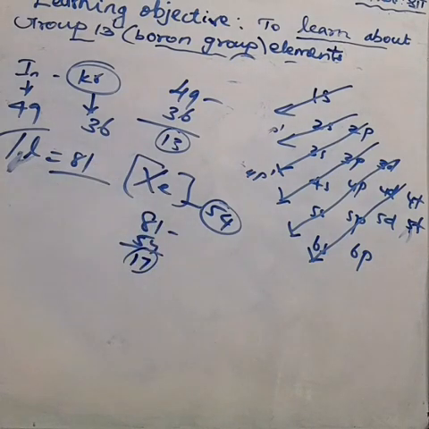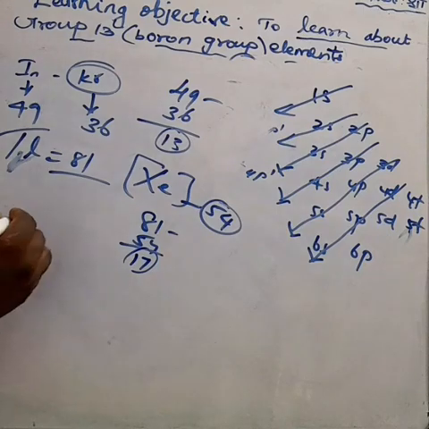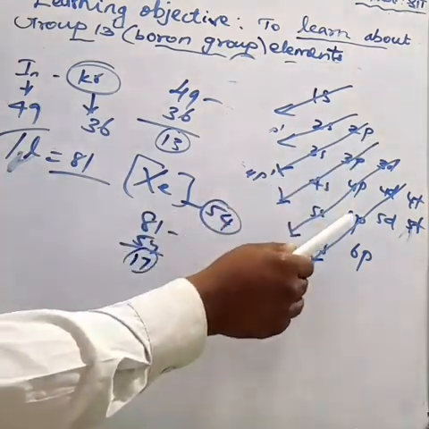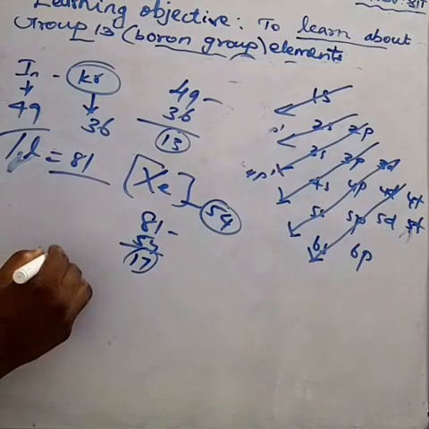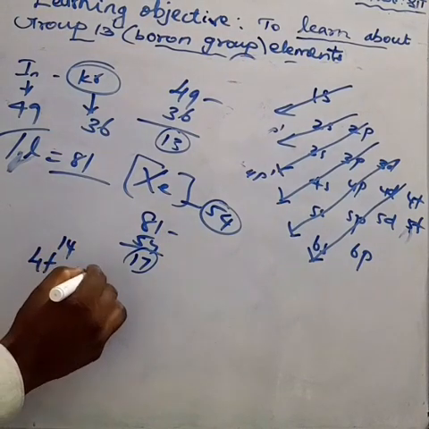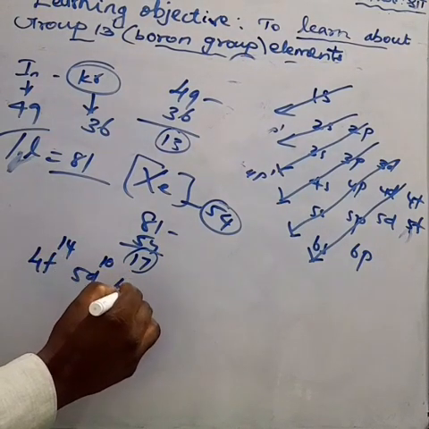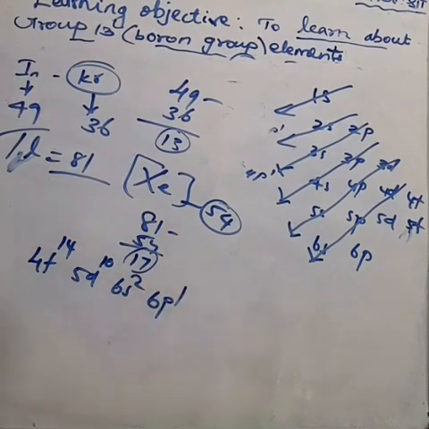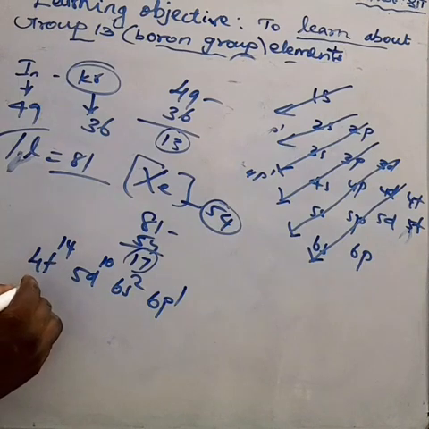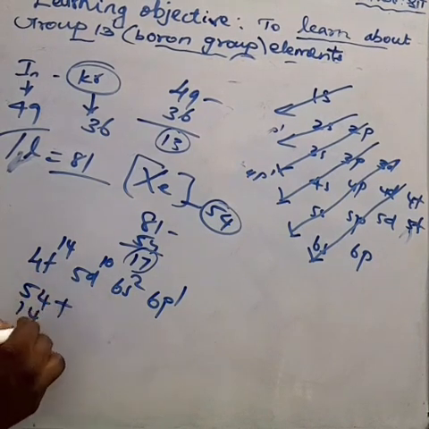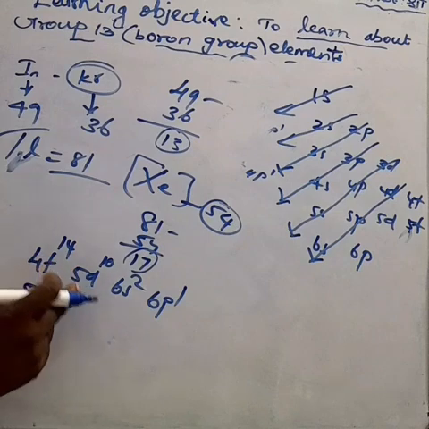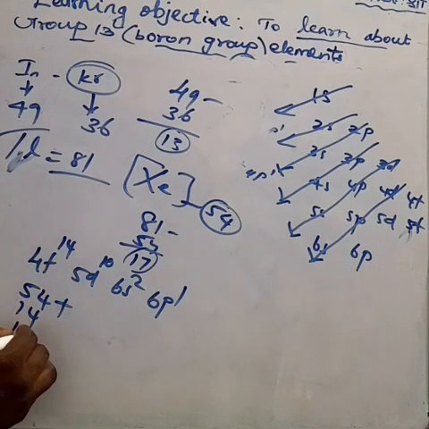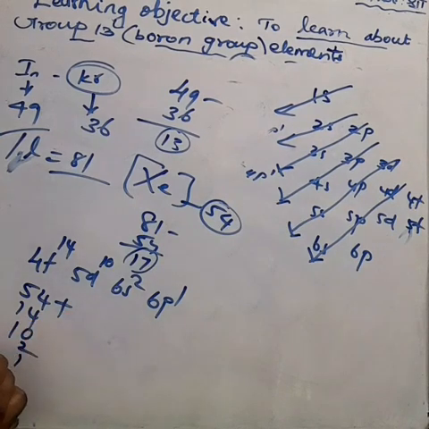We can use 4f14 nearest. Next 5d10, 6s2, 6p1. Okay. Now we can count: xenon is 54 plus 14, we get 68, plus 10, 78, plus 2, 80, plus 1, 81. So it's correct. Okay. So that is how to write it in such a way.